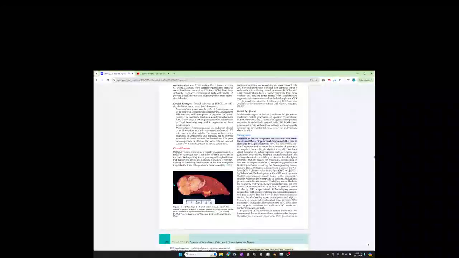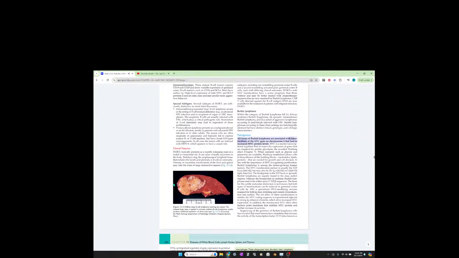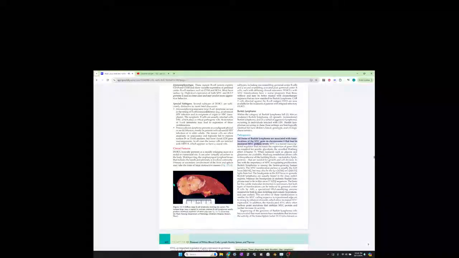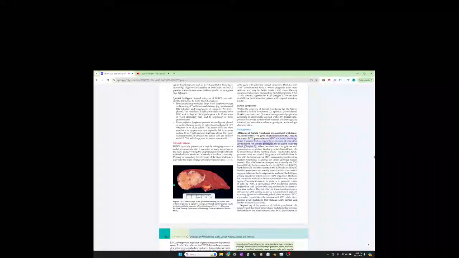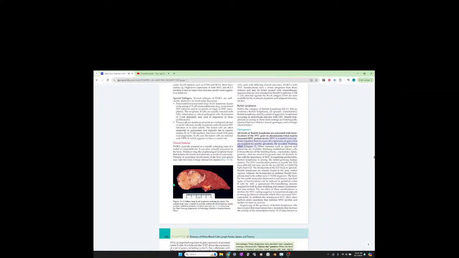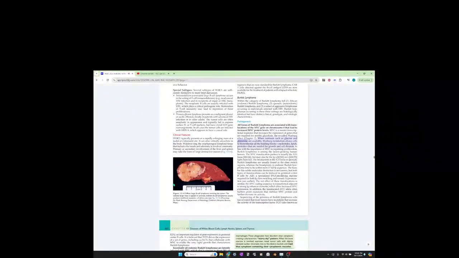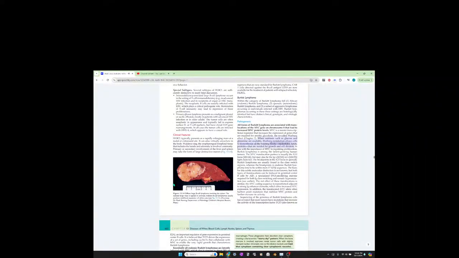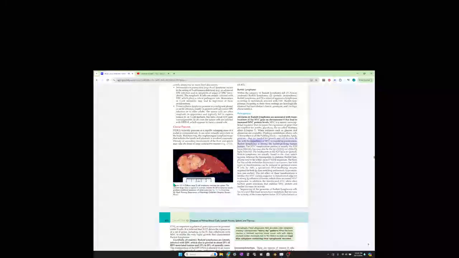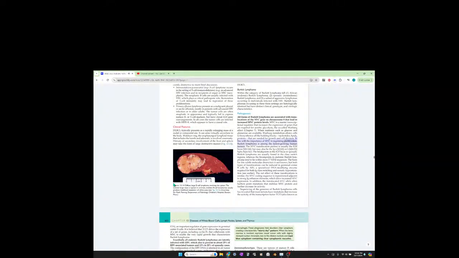Pathogenesis. All forms of Burkitt lymphoma are associated with translocations of the MYC gene on chromosome 8 that lead to increased MYC protein levels. MYC is a master transcriptional regulator that increases the expression of genes that are required for aerobic glycolysis, the so-called Warburg effect. When nutrients such as glucose and glutamine are available, Warburg metabolism allows cells to biosynthesize all the building blocks, nucleotides, lipids, proteins, that are needed for growth and cell division. In line with the importance of MYC in regulating proliferation, Burkitt lymphoma is among the fastest growing human tumors.